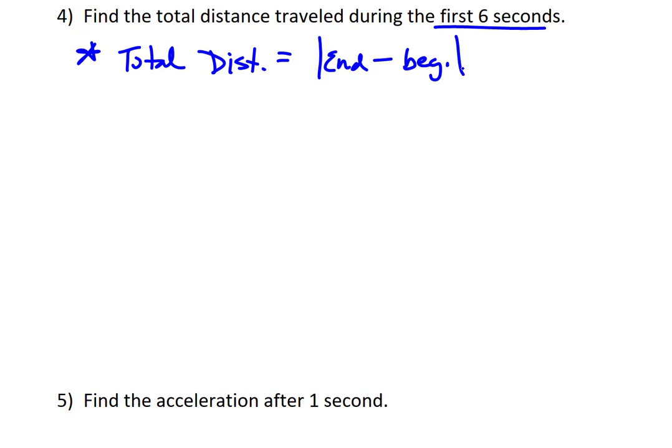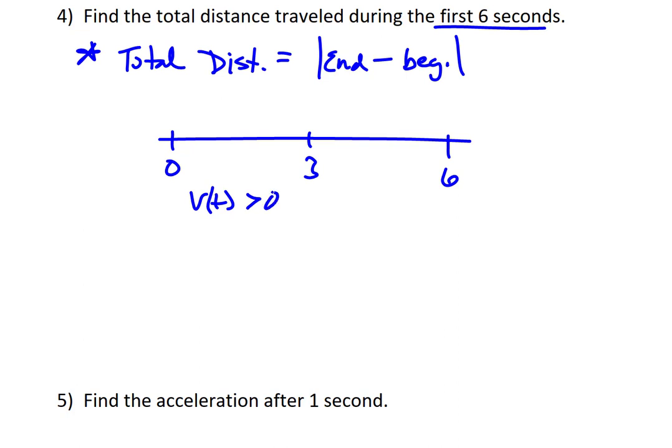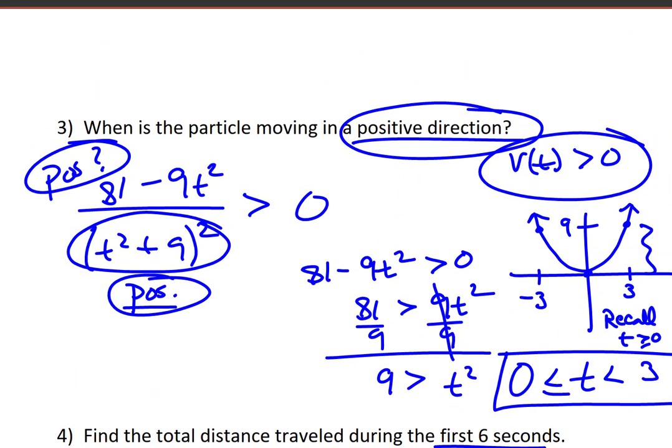But there's an extra twist in this problem, which is, if you think of the timeline of travel here, we start at 0, and this problem says the first 6 seconds. Well, we've already analyzed this problem enough to know that something significant happens at the 3-second mark. If you go back and recall, the velocity function between 0 and 3 seconds is positive. And we found that algebraically in a previous step. That's what we already know.